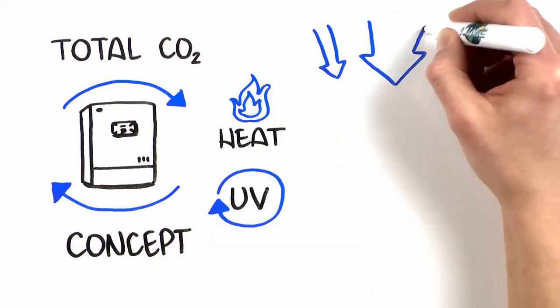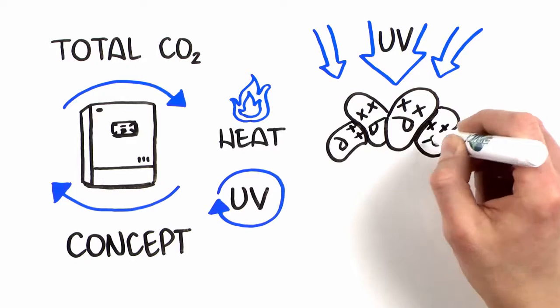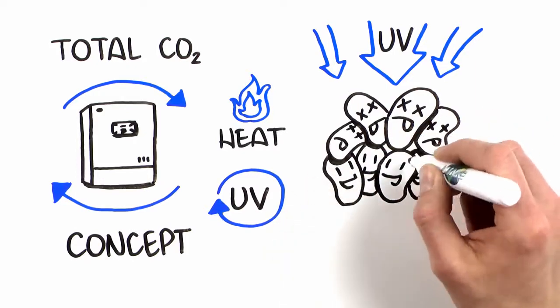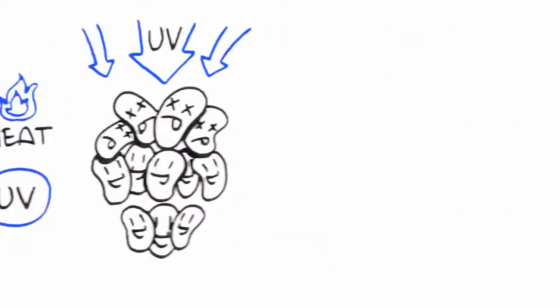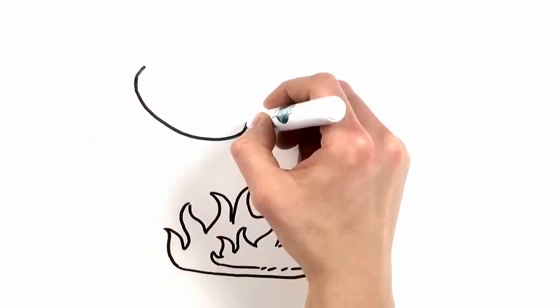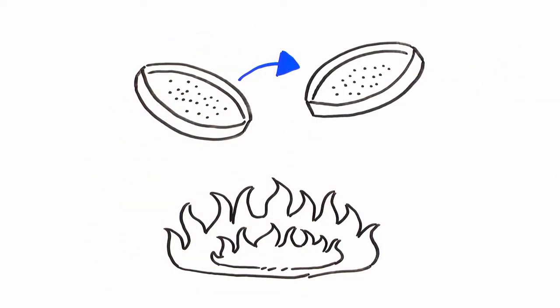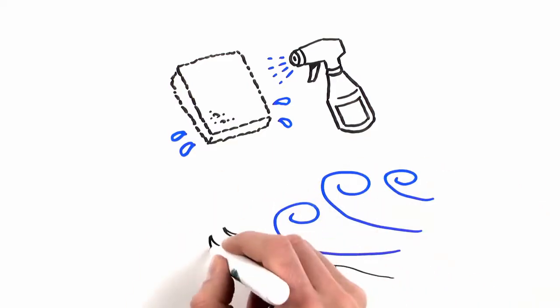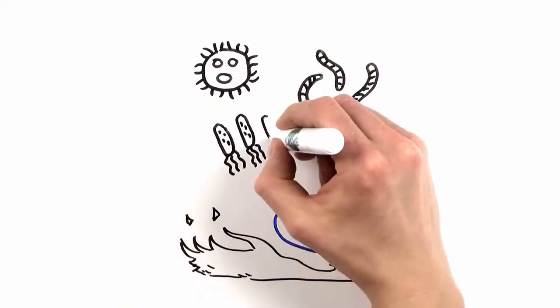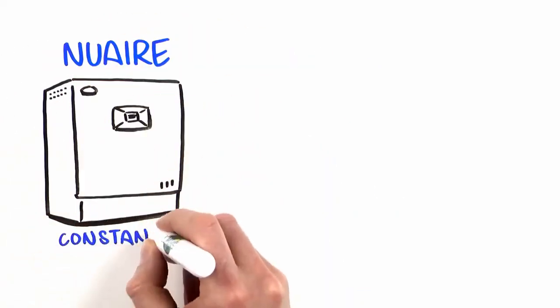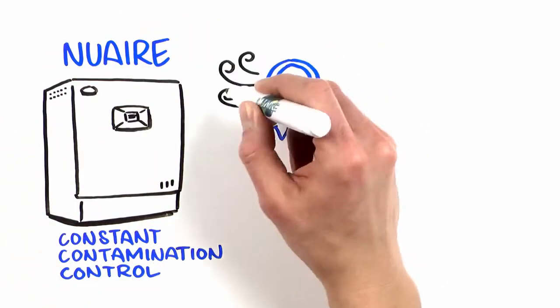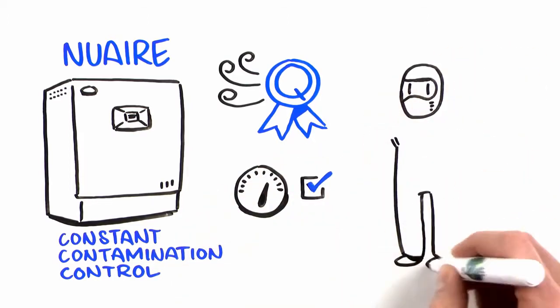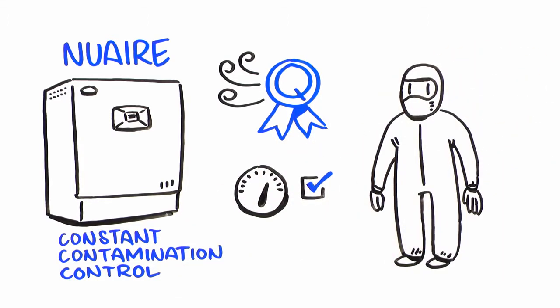incubator. UV performance is affected by many variables, killing only the top layer of certain bacteria. Heat decontamination cycles are critical when switching cell lines or when performing routine maintenance, but they're temporary. Once room air is reintroduced, sterility is lost. Only NuAire incubators give you constant contamination control, with air quality and pressure similar to an ISO Class 5 cleanroom.